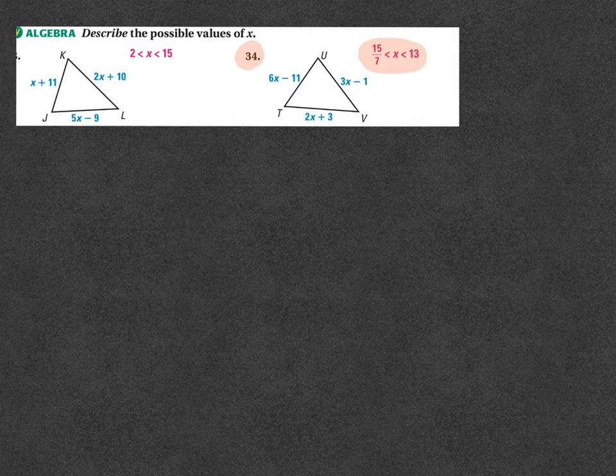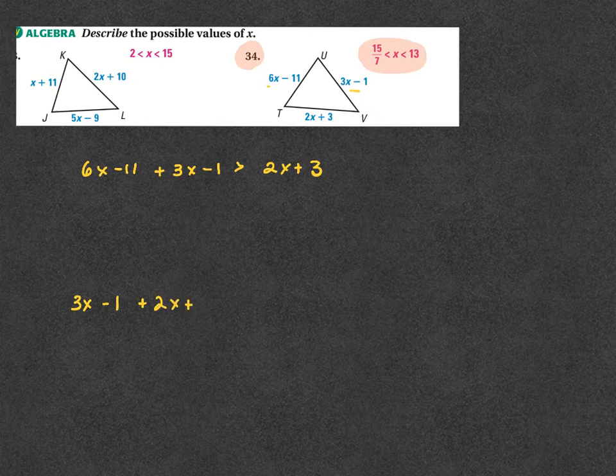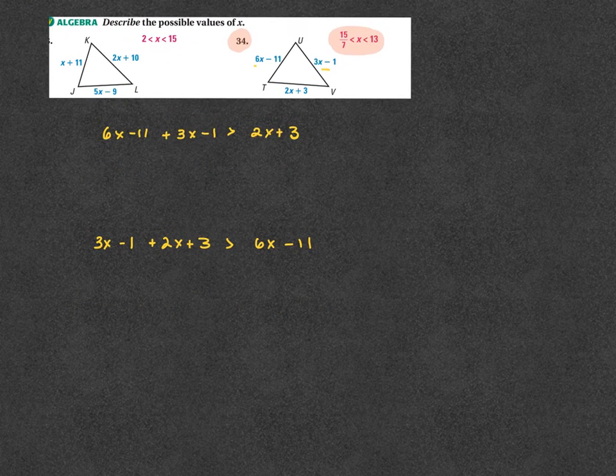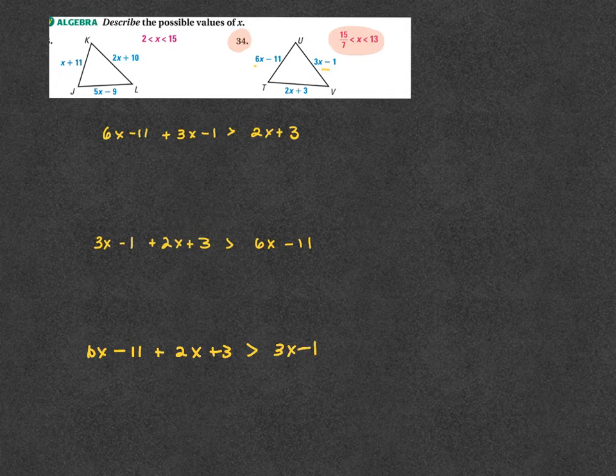Okay, so 34 said describe the possible values of x. So what we know is that the sum of each of the two sides has to be greater than the length of the third side. So you're actually going to set up multiple inequalities. Each pair of sides. So if I picked 6x minus 11 and 3x minus 1, the sum of those two have to be greater than 2x plus 3. And then if I said 3x minus 1 plus 2x plus 3, those two would have to be greater than 6x minus 11. And then the third pairing would be 6x minus 11 plus 2x plus 3, and that would have to be greater than 3x minus 1.